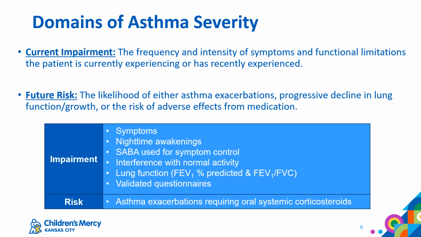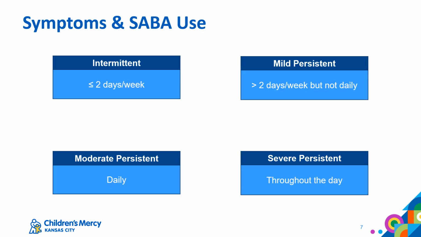Now, let's take a look at each one of these components individually and see how they influence asthma severity. The first 2 components we are going to talk about are symptom frequency and SABA use. Examples of asthma symptoms are how often the patient is having cough, wheezing, shortness of breath, chest pain, or difficulty keeping up with their friends. The most common SABA rescue inhaler you will see used is albuterol.